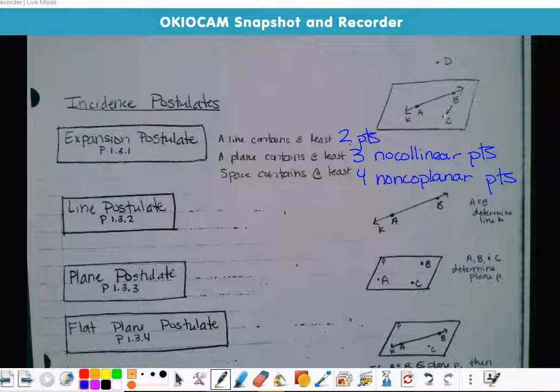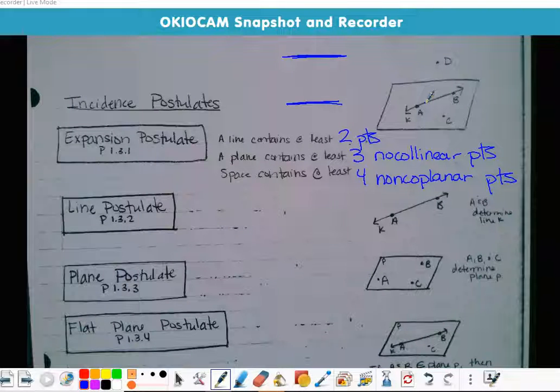Because D is actually space. Space contains at least 4 non-coplanar points. D is not on this plane. If this plane is here that has A, B, and C on it, D is up here. It's a different plane. So my 4 non-coplanar points, or space, would be A, B, C, and D. Okay, so then I get into space.